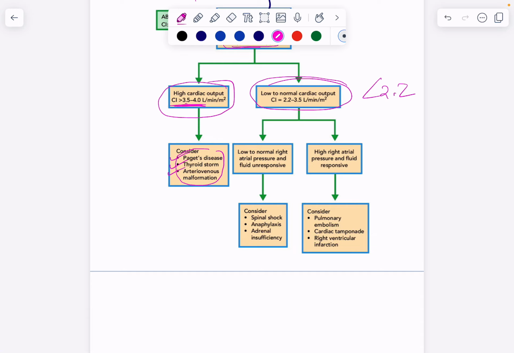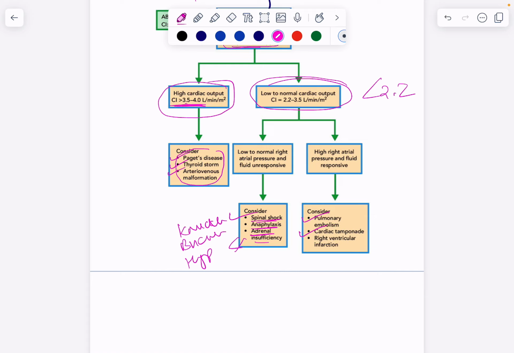This condition includes spinal shock, anaphylaxis, and adrenal insufficiency. In adrenal insufficiency, we know that usually there is knuckle and buccal pigmentation with hypotension, which is adrenal shock. Then other causes like pulmonary embolism: massive pulmonary embolism can cause shock.